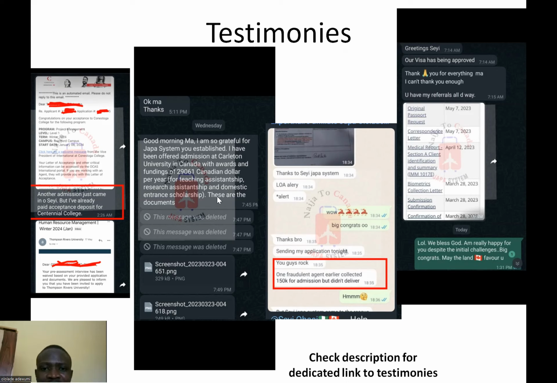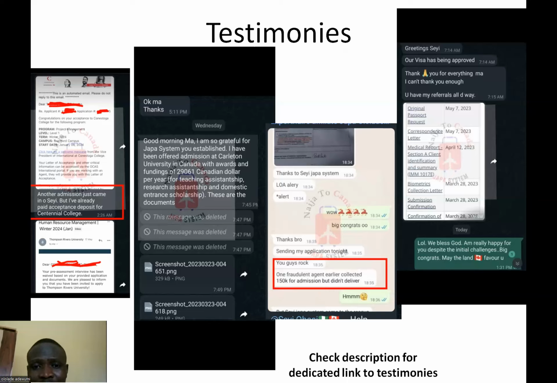This is another person. He said, thanks to Japa system, LOA alert, that is letter of acceptance alert, because he got his letter of acceptance. He now said, I like this. One fraudulent agent earlier collected 150,000 naira for admission but didn't deliver. Imagine, he paid somebody 150,000 naira to get admission, but he couldn't deliver.